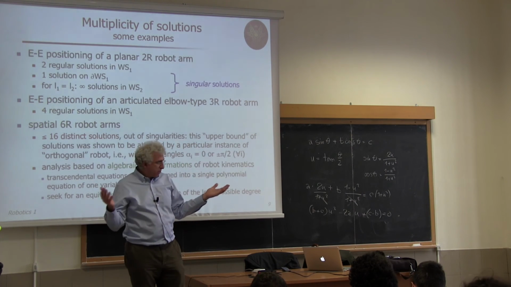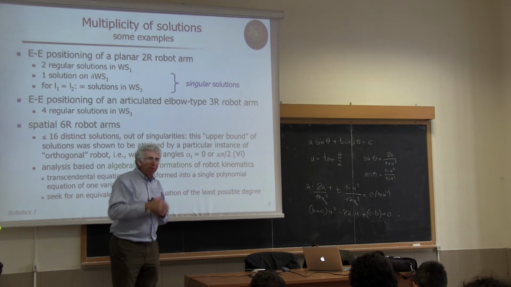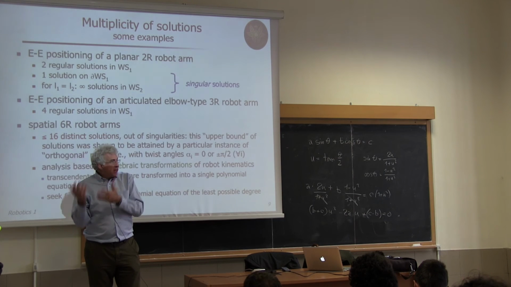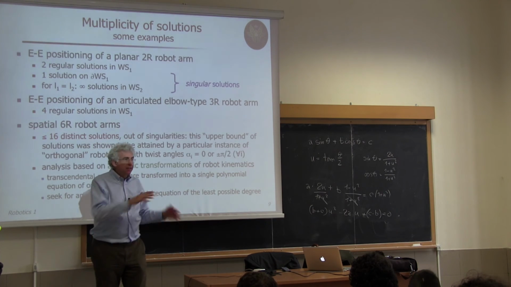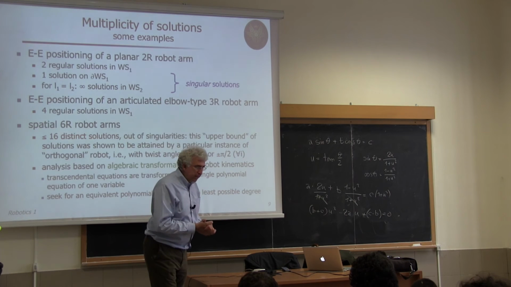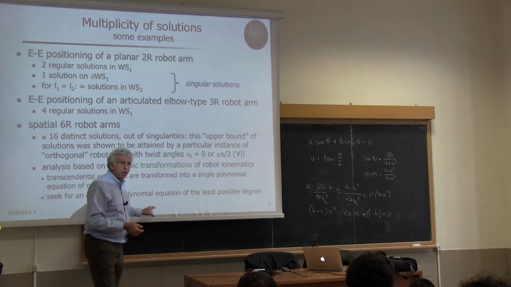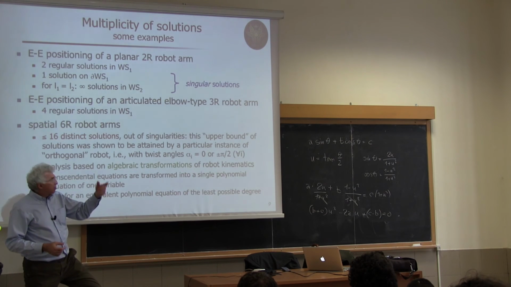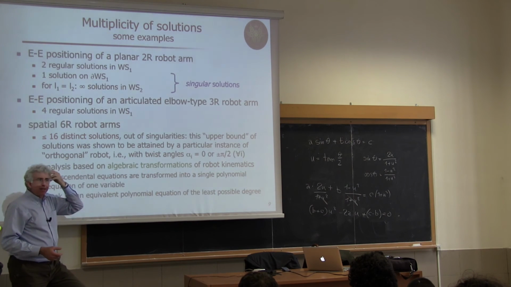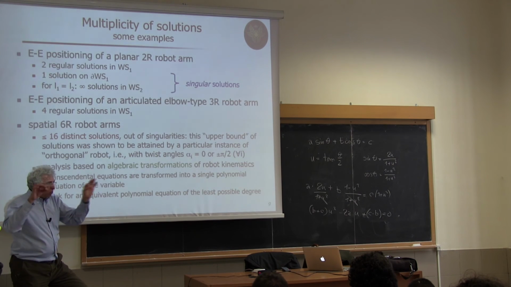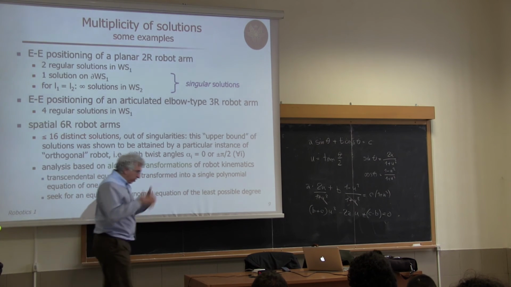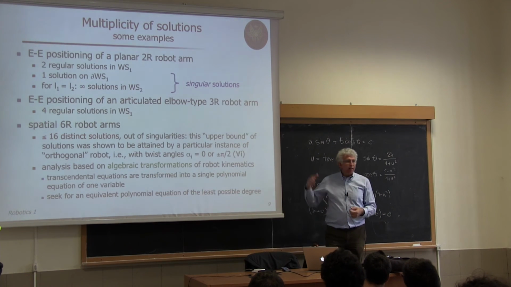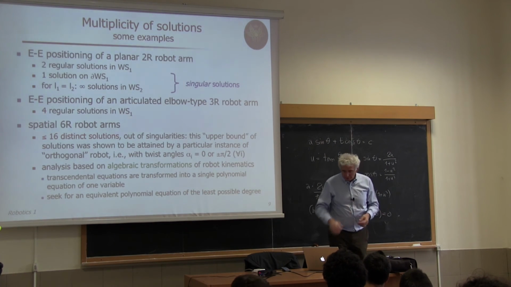In general, you say that there cannot be more than 16, but whether they are 16 or 8 or less depends on the specific robot. Okay? So this is a long story, but it's a very interesting scientific story, because it's using a purely mathematical trick in order to fix the upper bound to the number of solutions of a nonlinear transcendental equation.